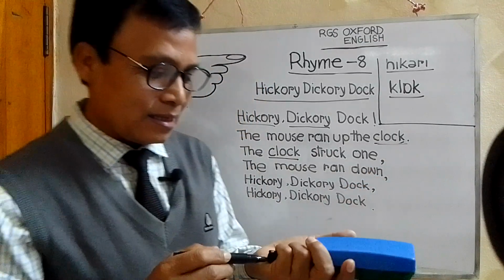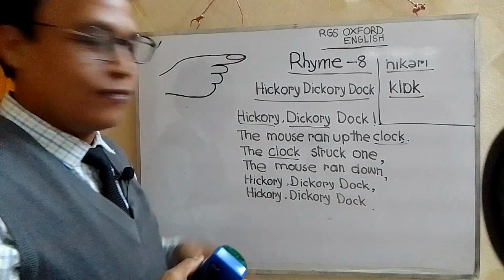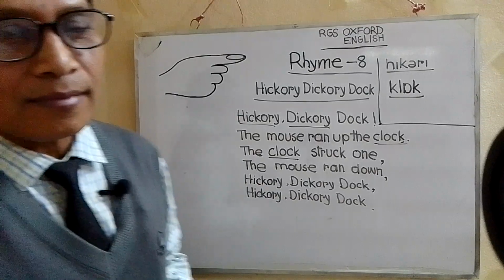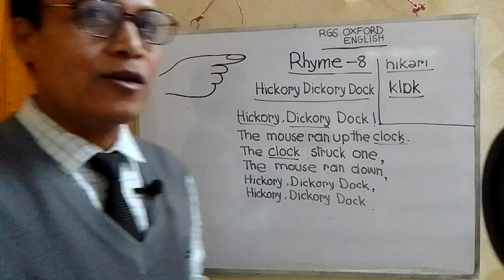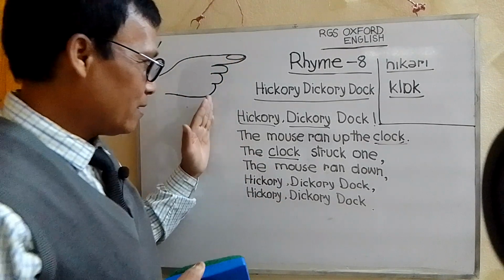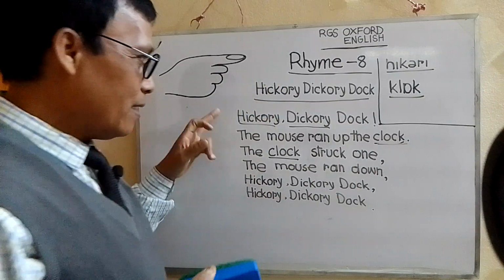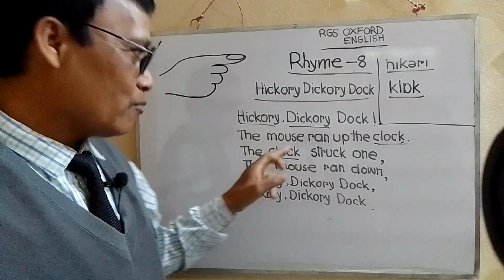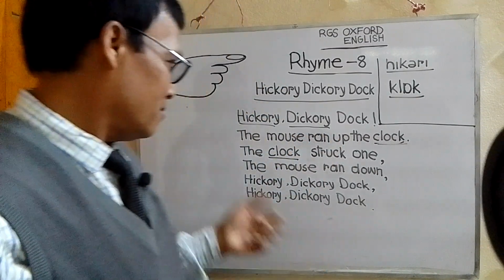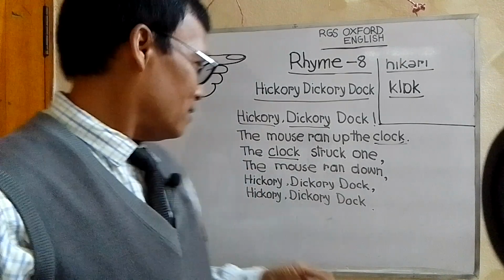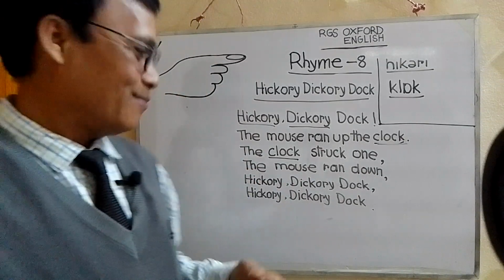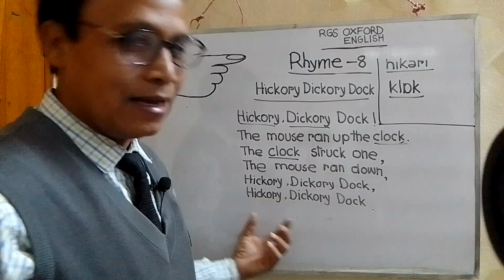Okay, again, this is the last rhyme, and I would like to recite again. You see, Hickory Dickory Dock. Hickory Dickory Dock. The mouse ran up the clock. The clock struck one. The mouse ran down. Hickory Dickory Dock. Hickory Dickory Dock.